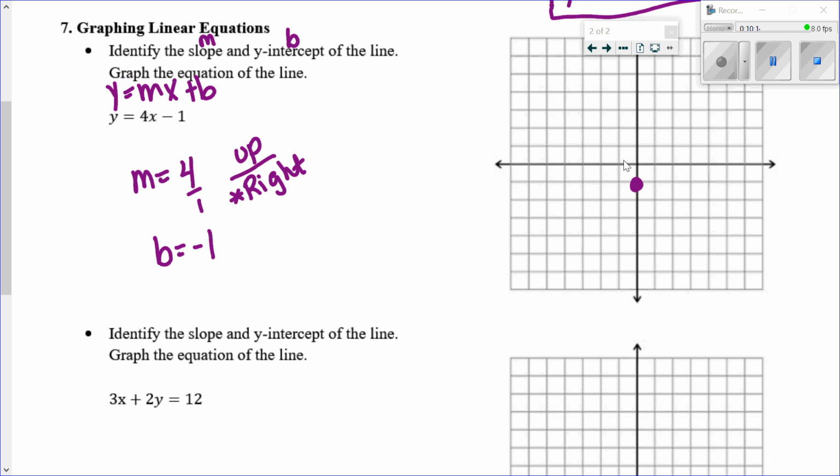So I'm going to graph it. I have 1, 2, 3, 4, up, over 1. Move this out of the way. There we go.